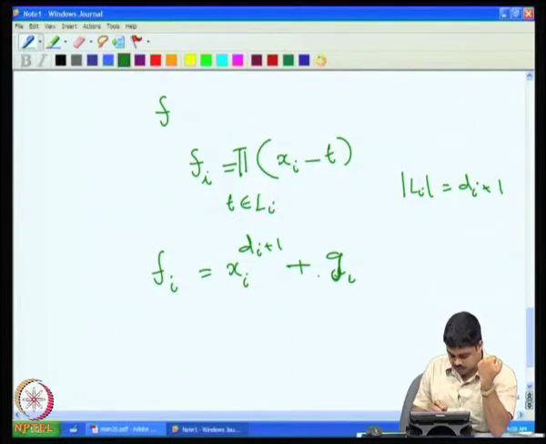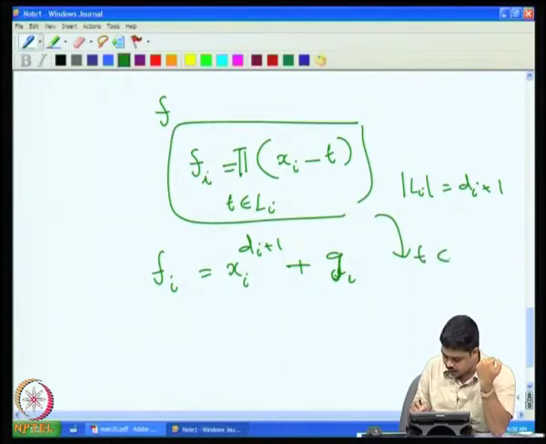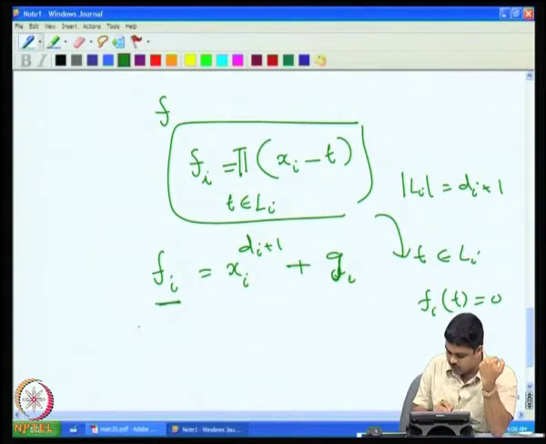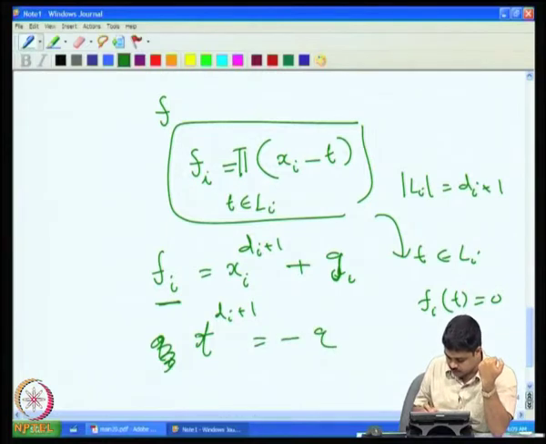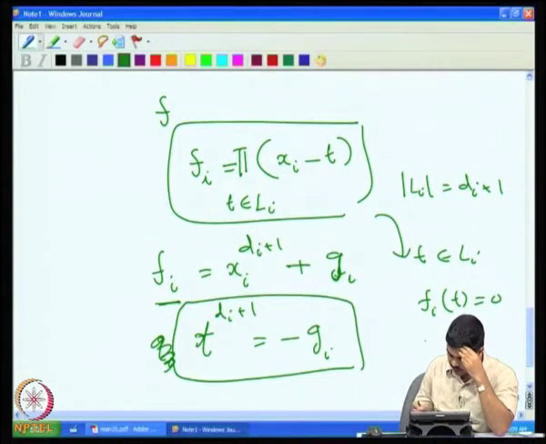Now, the good thing about this is that if you substitute any value from Li in this, for any t an element of Li, fi of t will be equal to 0, that means this side will evaluate to 0. So, t raised to di plus 1 will be equal to minus gi of t. This will hold for any t we select from this set.